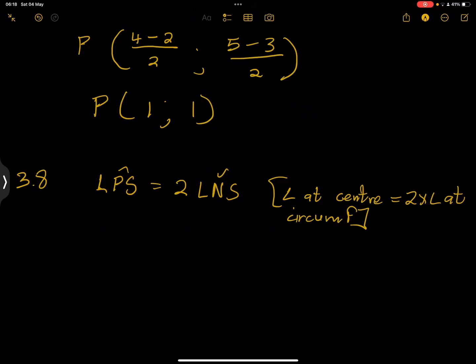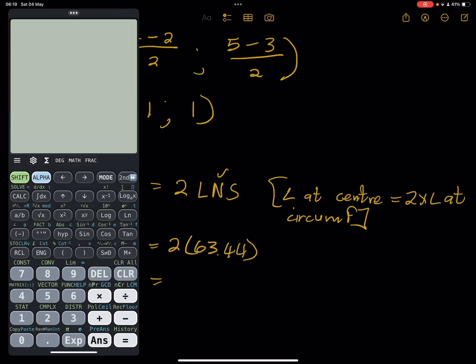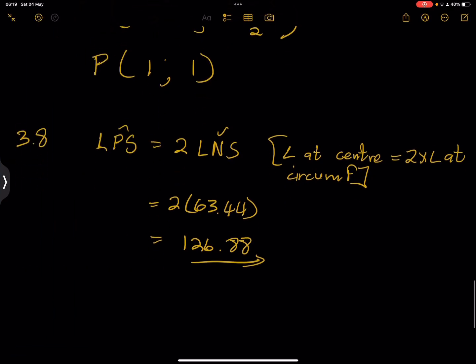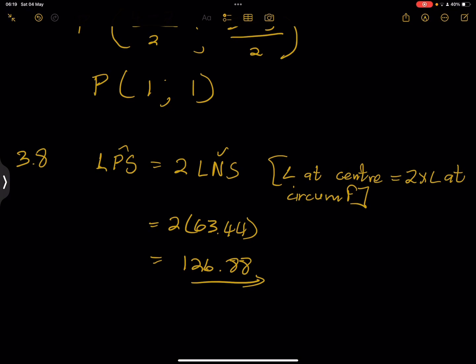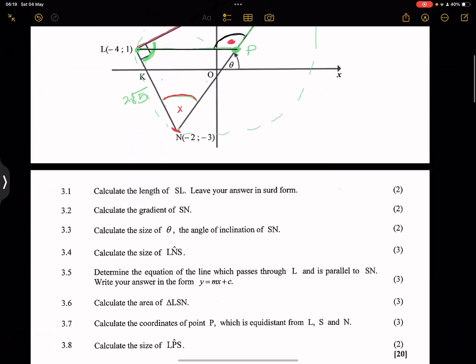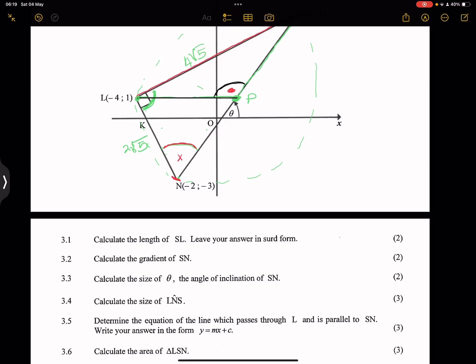So that's going to simply be 2 times, I think it was 63.44 if I remember correctly. So 2 times 63.44 gives us 126.88. And that's how we'll get that angle, ladies and gents. I'm sure there's a myriad of other ways that you could have used, but I will keep it there for now. This question has been long enough. So that is really how the cookie crumbles for this question. Let's hop on to the next question, please.